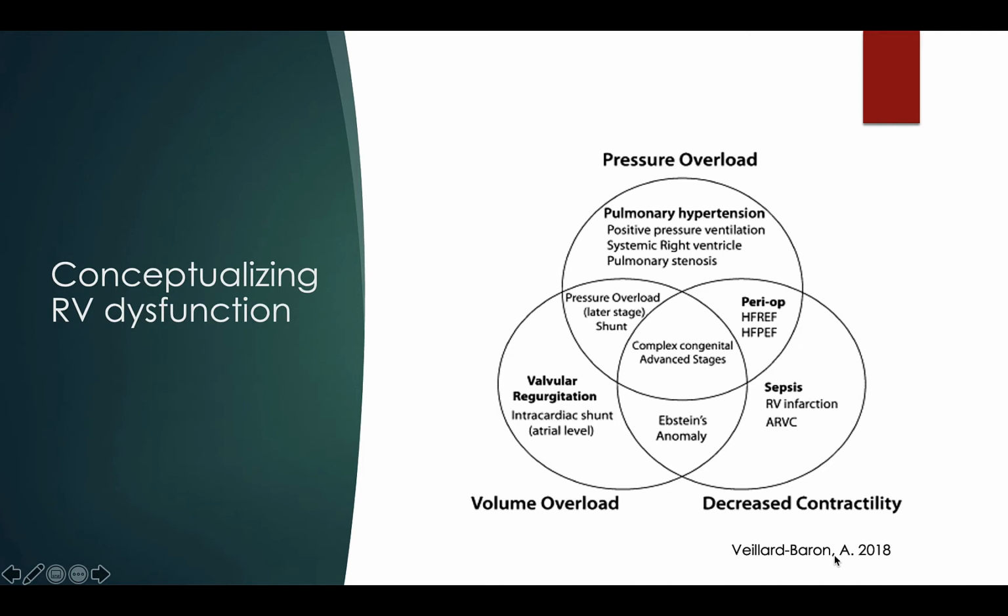Volume overload can often be a consequence of aggressive IV fluid resuscitation or acute tricuspid regurgitation, for example, from infective endocarditis. Finally, pressure overload can be conceived as anything that will increase the afterload of the right ventricle.